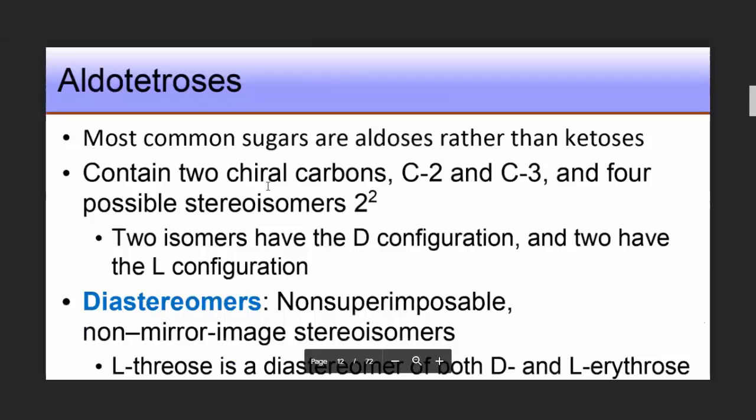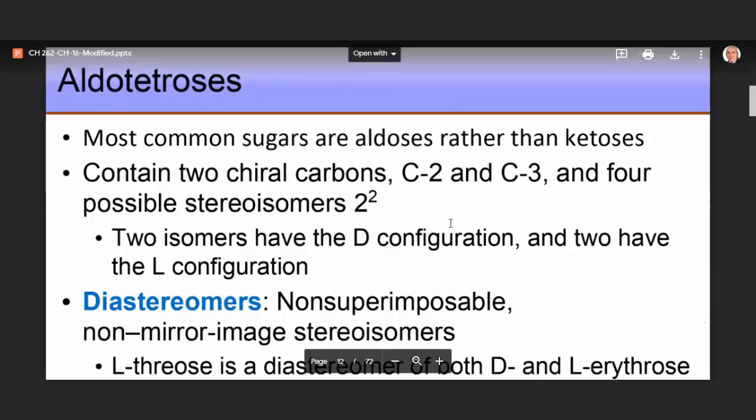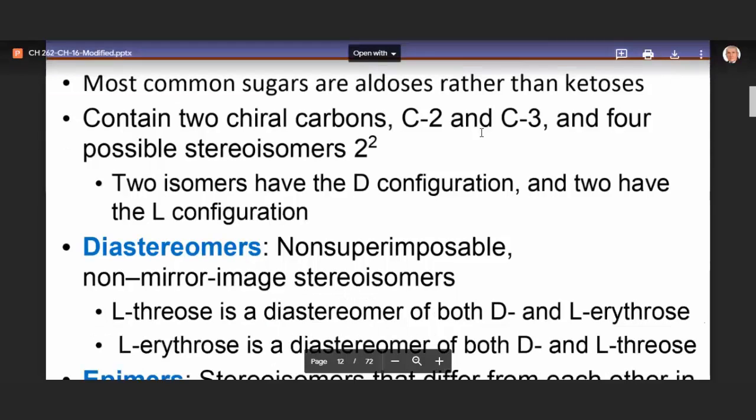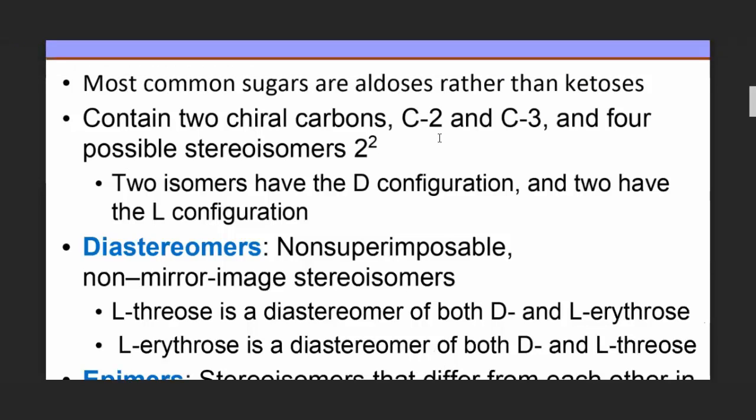Aldotetroses. Most common sugars are aldoses rather than ketoses. They contain two chiral carbons, carbon 2 and carbon 3, and 4 possible stereoisomers: 2 to the power 2, which is equal to 4 possible stereoisomers. 2 of them have the D configuration and 2 have the L configuration.